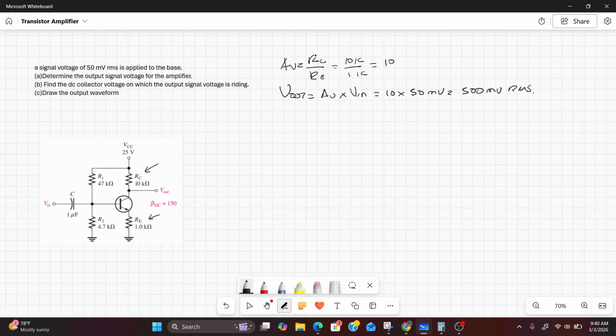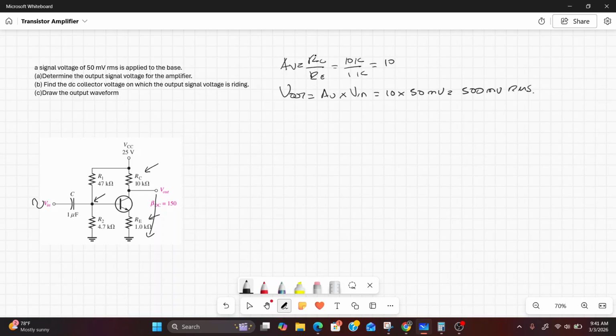Next, find the DC collector voltage on which the output signal voltage is riding. We have an input voltage here, and the output in this case is taken from the collector. We need to find the voltage at this point. Actually, no, we need to find the DC collector voltage on which the output voltage is riding. First, we need to find the voltage at this point, the DC voltage.